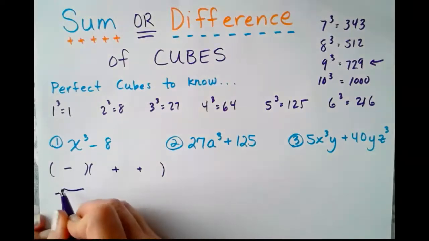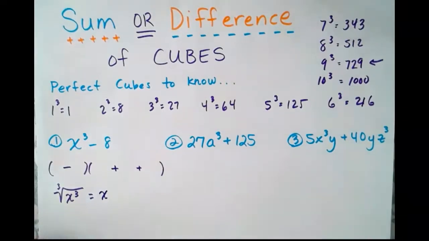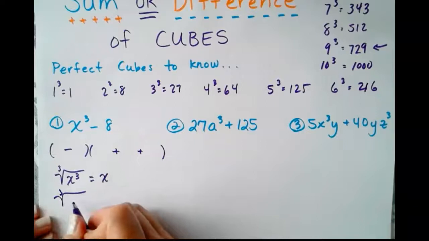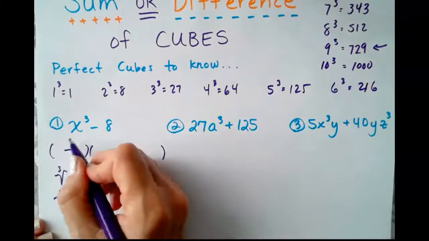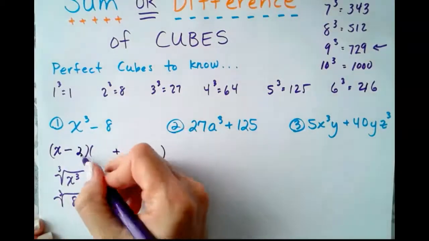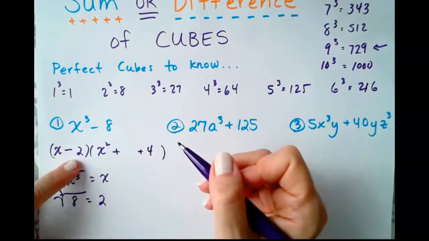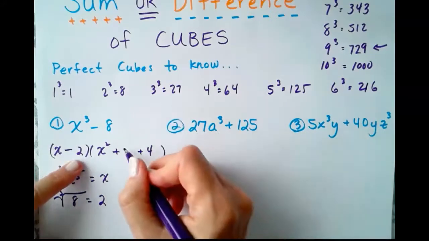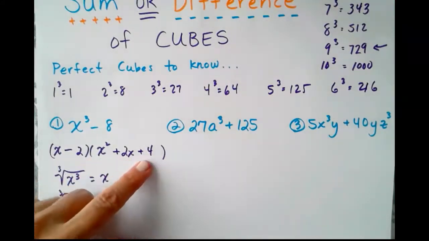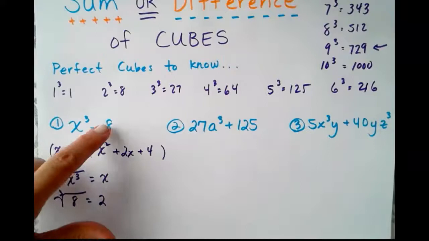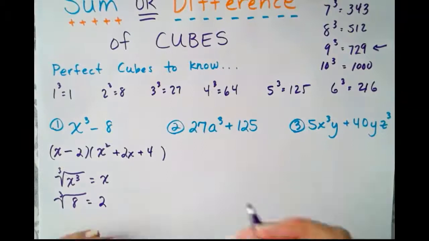Then we're going to go to the cube root of x cubed. The cube root of x cubed is x. Next, what is the cube root of 8? It is 2. Now we just need to fill them in. So the cube root of x cubed is x. The cube root of 8 is 2. We're going to square the first, square the last, and then multiply together. That's the pattern. Same sign, different sign, always plus. Cube root of the first, cube root of the second, square the first, square the last, and then multiply together.